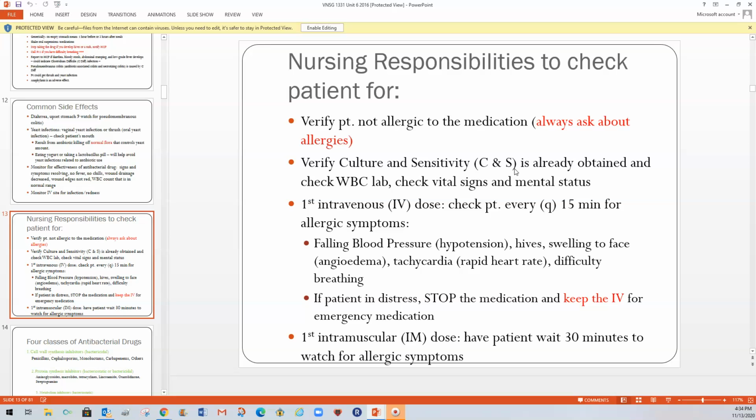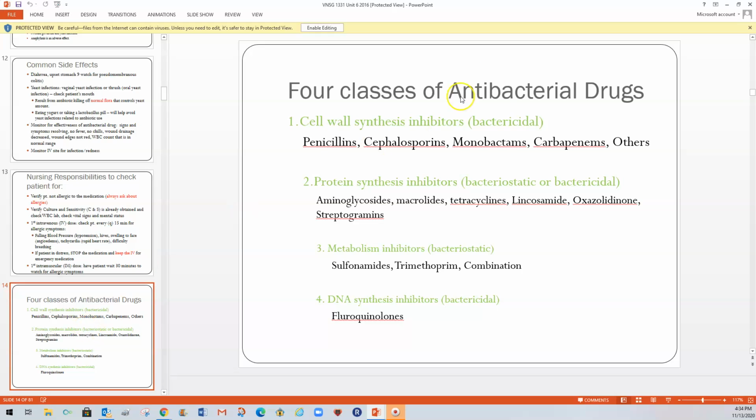Always ask the patient if they're allergic to any meds, especially if they're any of these antibiotics. Check about the culture and sensitivity. If you're giving these meds IV, you check the patient after 15 minutes for these signs and symptoms. If it's IM, you check them within 30 minutes for sure. There are 4 classes of antibacterial drugs, and those are in your textbook, and you need to know those.